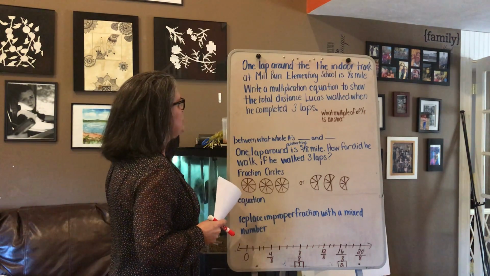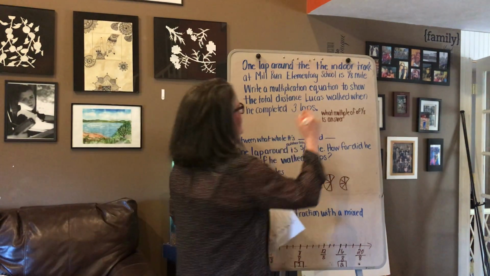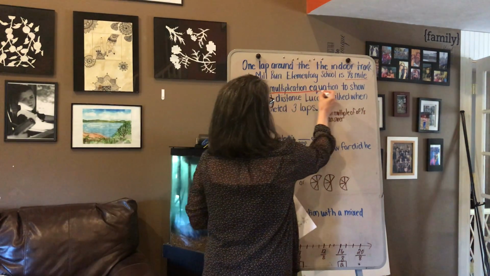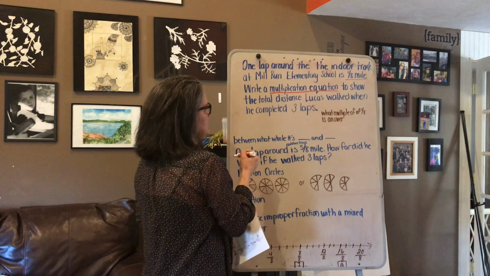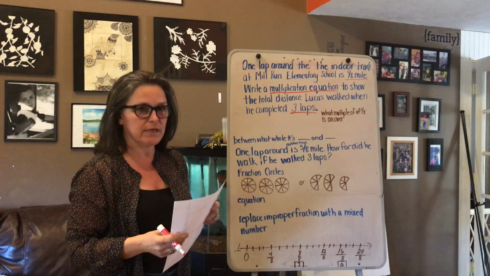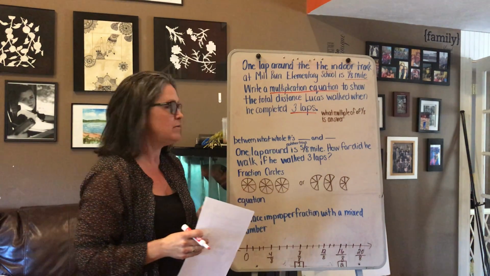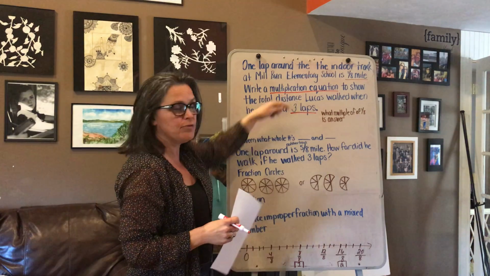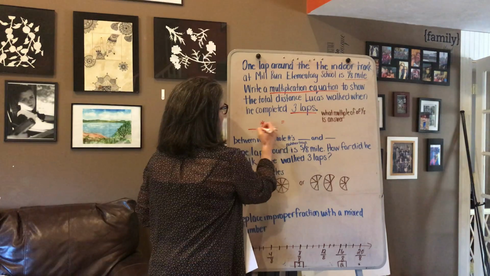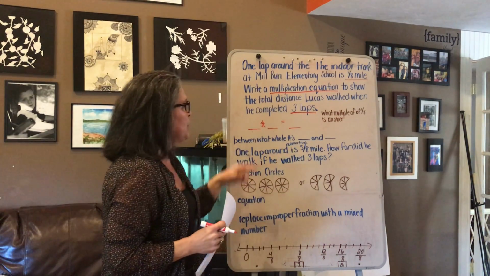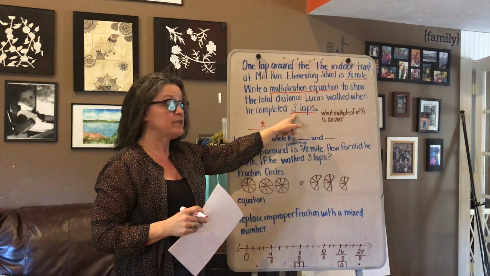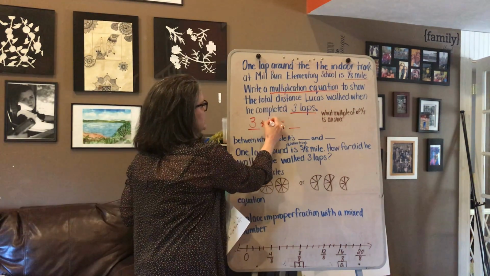One lap around the indoor track at Mill Run Elementary School is 1/8 mile. Write a multiplication equation to show the total distance Lucas walked when he completed 3 laps. So we're going to stop, think. What do I know? What do I need to find out? I have to write a multiplication equation. That means I should have something times something. So a factor times a factor equals what? We know that he is going 1/8 of a mile, and he's doing it how many times? 3 times. So 3 times 1/8.